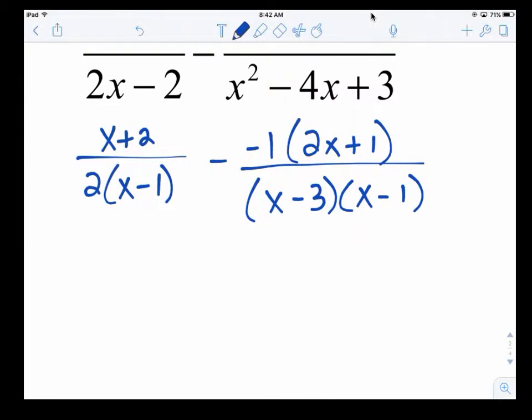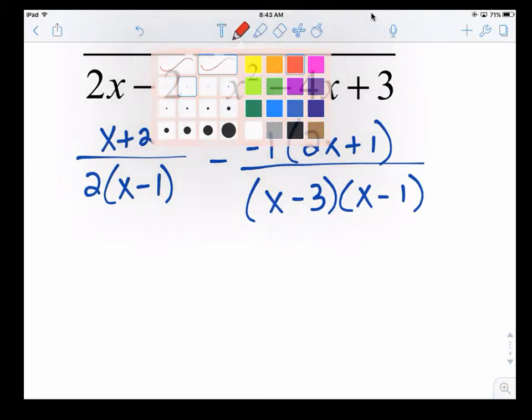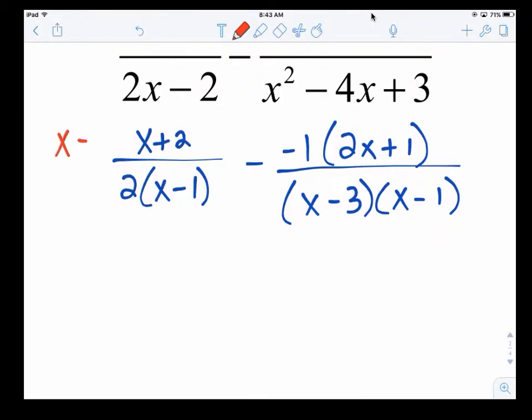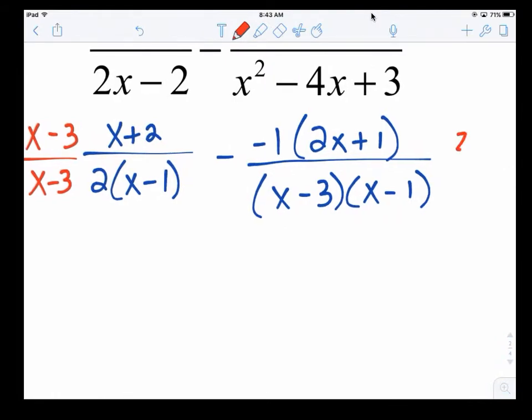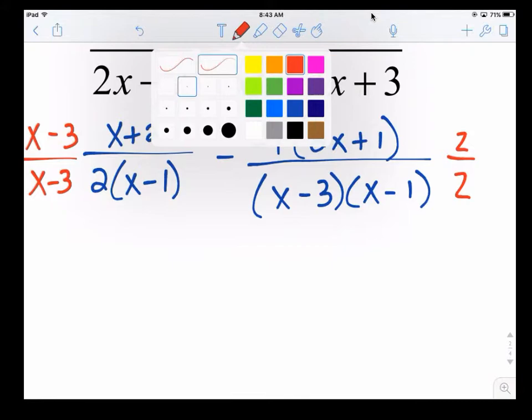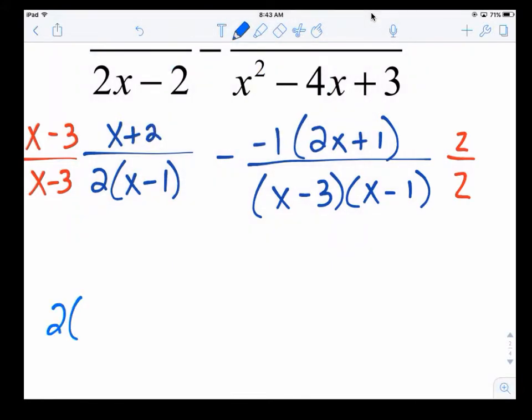So what is this missing over here? Okay, good. And then what is this missing? 2. All right, so x minus 3 on the top and the bottom. And then I'm going to multiply by 2 over there. All right, so that gives me 2 times x minus 1, x minus 3.